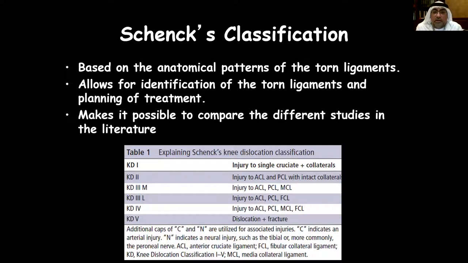So Schenck, in 1994, based on the anatomical pattern of the ligaments, came up with the knee dislocation classification, where KD1 is when there is one cruciate ligament, maybe with a collateral ligament, and KD2 is when there are two ligaments, ACL and PCL. If there is ACL, PCL and MCL, it is KD3M, and if it's posterolateral or lateral collateral, it's KD3L. Then when you have a four-ligament injury, it is KD4. And if there is a fracture or a bulging piece of bone with this, then it is KD5. So if you look at this classification, it starts with a simple one and goes to severity: the more complex the injury the knee has, the higher the number of the classification.